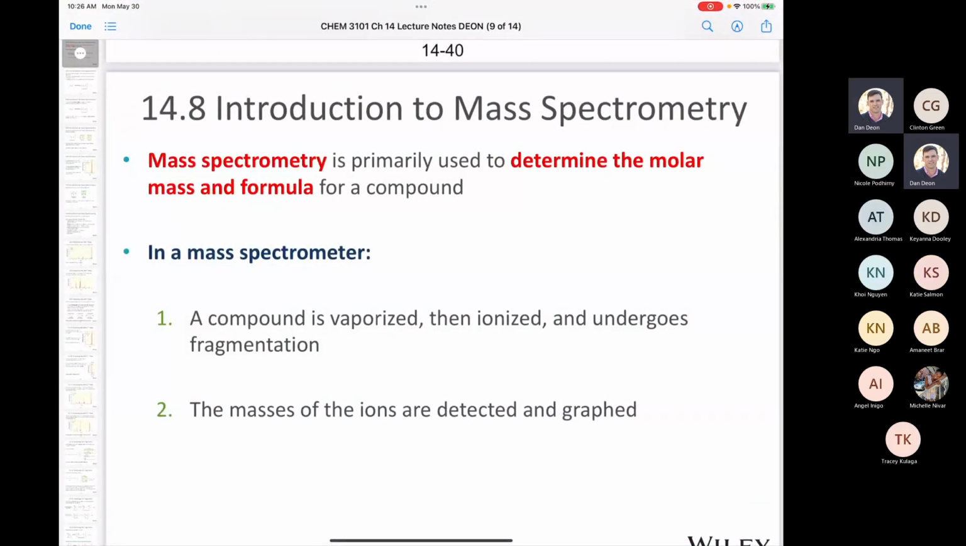Let's talk about mass spectrometry now. We've covered infrared spectroscopy, and now we're going to talk about mass spectrometry. Spectroscopy was the interaction between matter and light, and mass spectrometry deals with the interaction between matter and energy, namely that we're going to be subjecting an organic compound to a high energy beam of electrons.